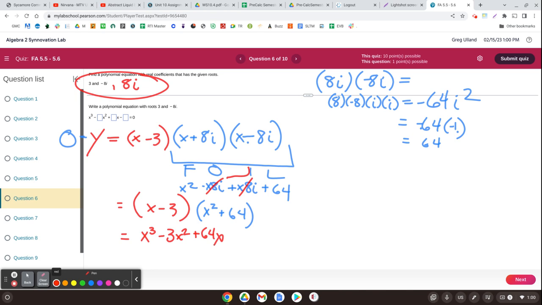And then finally, negative 3 times 64. I think that's negative 132. 32? 92? 92. Yeah. 92. Still better than math of me. Just got to get your organizational skills together. And that's going to be your answer. Got it? Yeah. Boom. Pretty easy.